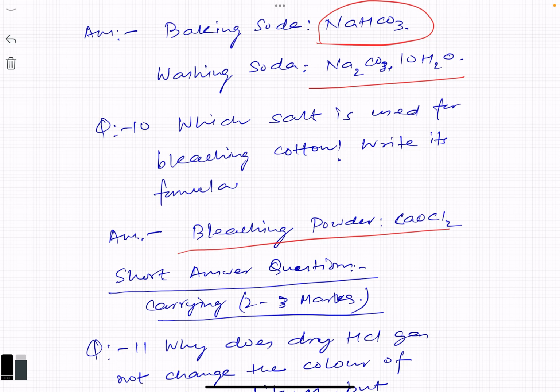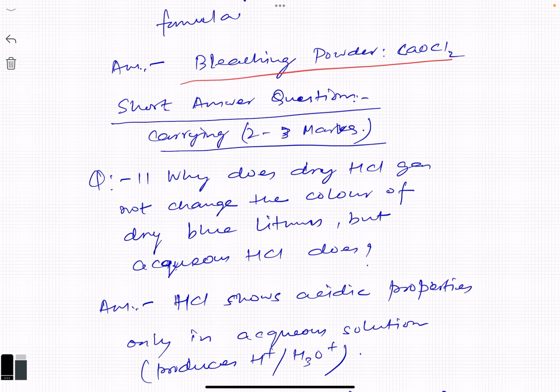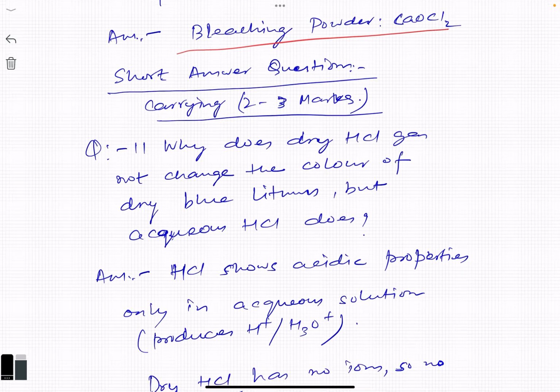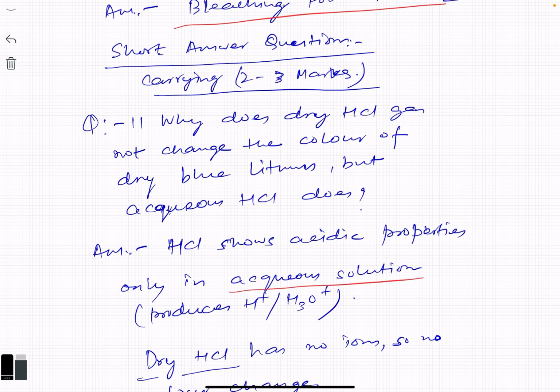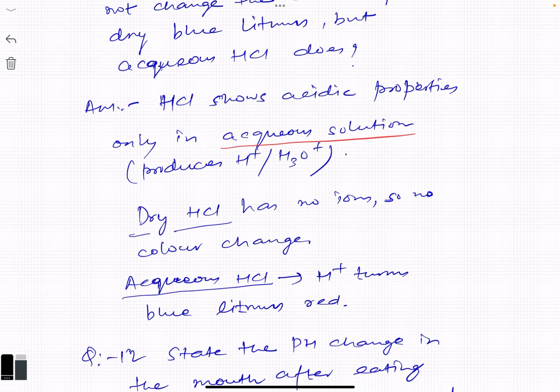Now we will come to short answer questions which carry 2-3 marks. Question number 11: why does dry HCl gas not change the color of dry blue litmus but aqueous HCl does? The answer is HCl shows acidic properties only in aqueous solution. It produces H plus and H3O plus ions. Dry HCl has no ions, so no color change. Aqueous HCl, with H plus, turns blue litmus red.